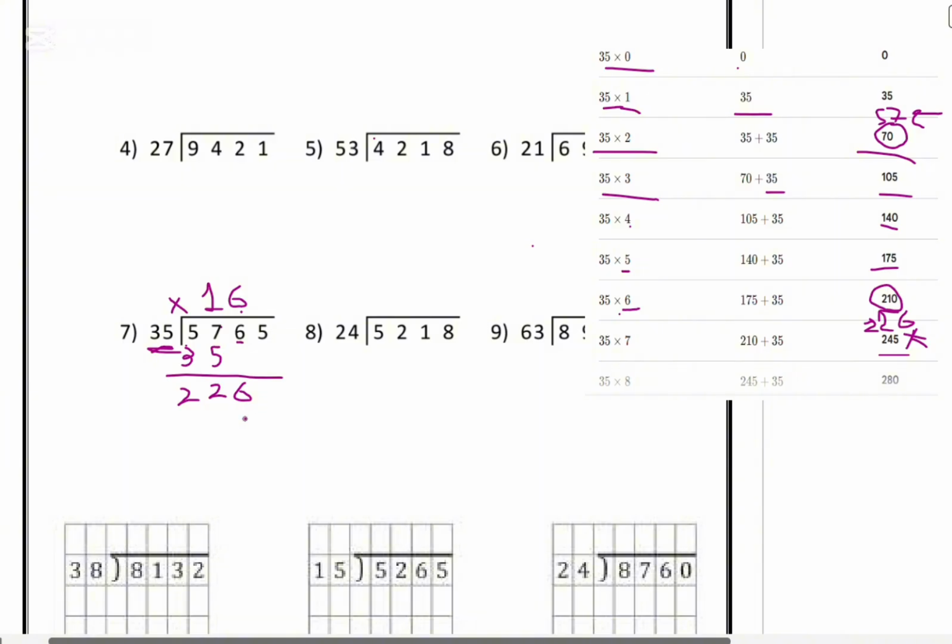6 times 5 is going to be 0, and the 3 will be regrouped here or carried over. 6 times the 3, 18, plus the 3, it's going to be 21. Amazing job. And now it's time to subtract. Excellent. 6 minus 0, it's going to be 6. 2 minus 1, it's 1. And 2 minus 2, of course, it is 0.